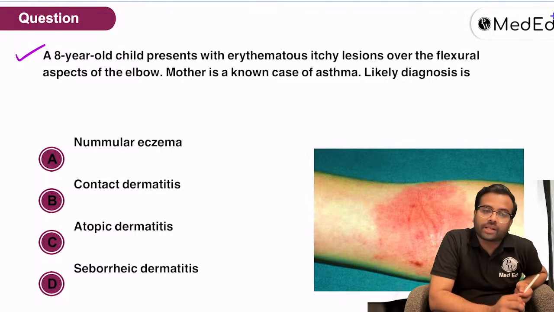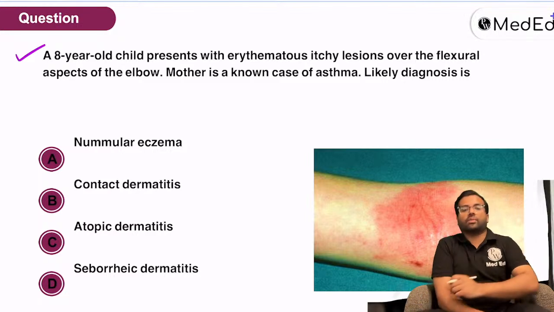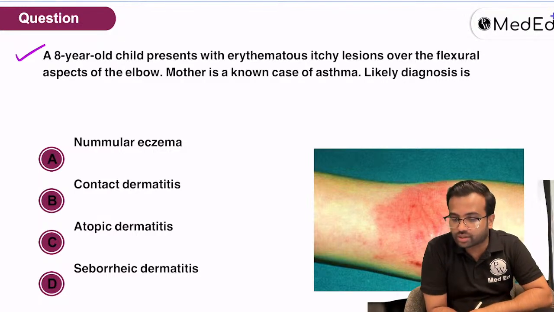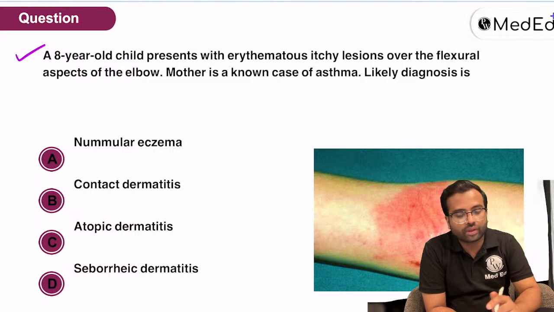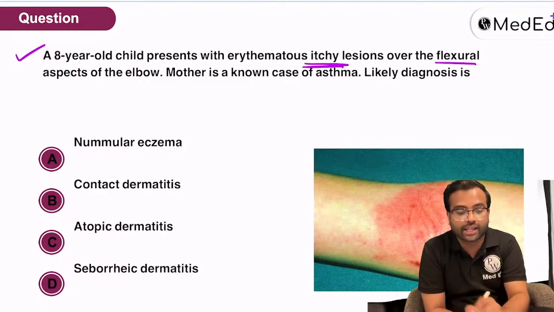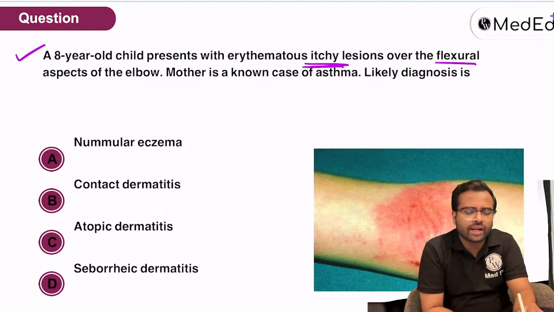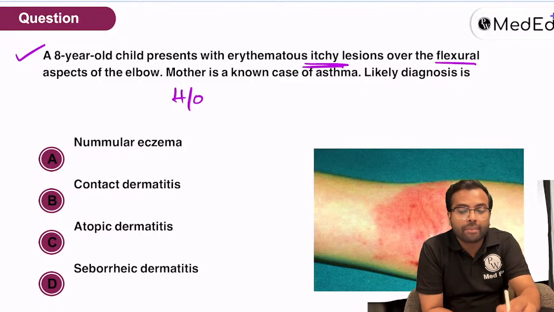An 8-year-old child presents with erythematous, itchy lesions over the flexural aspect of the elbow. Mother is a known case of asthma. What is the likely diagnosis? So here what you see is itchy lesions on the flexural aspects, and there is a history of mother. Why? Just to show that there is a family history.